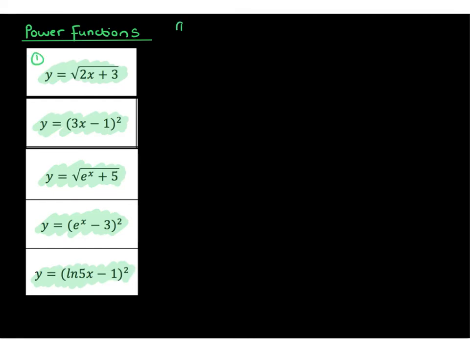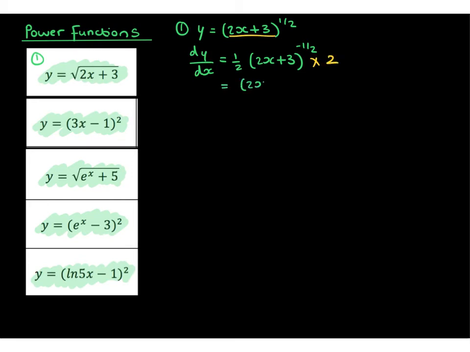So function number 1 here, I'm going to rewrite as y equals (2x plus 3) to the power of a half. So using the quick chain rule, dy by dx is a half (2x plus 3) to the power of negative a half, and then don't forget to multiply by the derivative of the inner function, which is 2. So this leaves us with (2x plus 3) to the power of negative a half, or if you want, 1 over the square root of 2x plus 3.